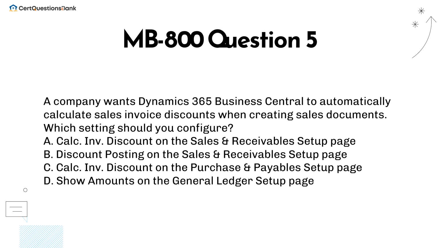A company wants Dynamics 365 Business Central to automatically calculate sales invoice discounts when creating sales documents. Which setting should you configure? A. Calc. INV. Discount on the Sales and Receivables Setup page. B. Discount posting on the Sales and Receivables Setup page. C. Calc. INV. Discount on the Purchase and Payables Setup page. D. Show amounts on the General Ledger Setup page.